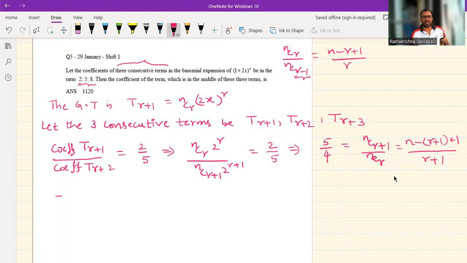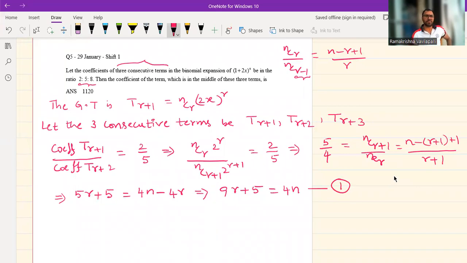So let us simplify this. Just do the cross multiplication: 5r + 5 equals 4 times (n - r). Anyway, the minus 1 and plus 1 cancel. This implies 9r + 5 equals 4n. So this is one relation.